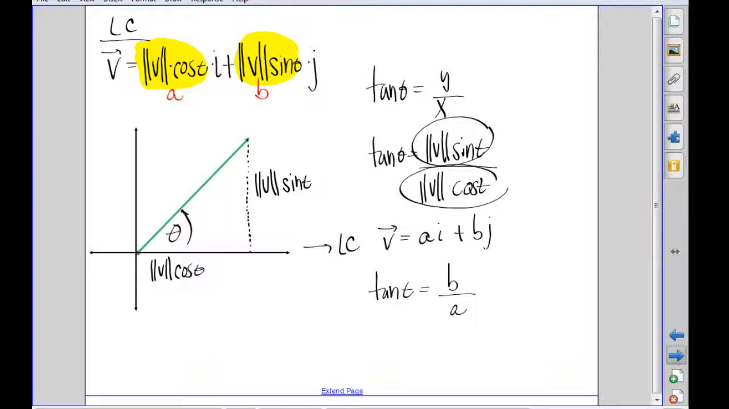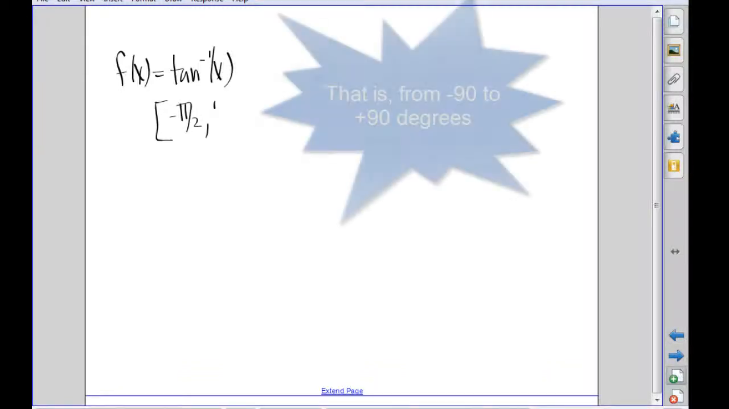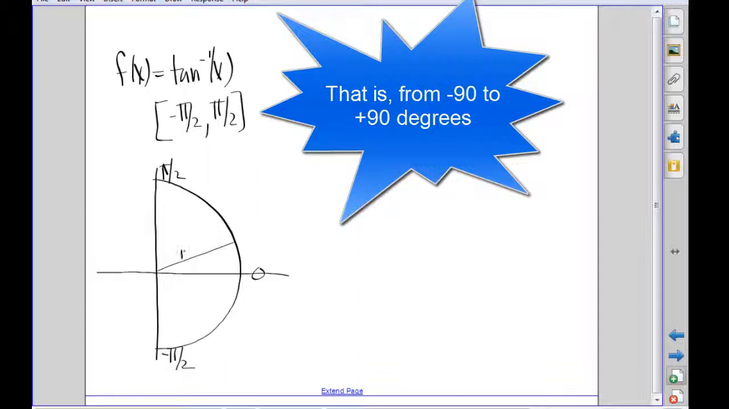So in order to actually find the direction angle, we would use the inverse tangent of b over a, and that'll give us theta. So quick reminder, the inverse tangent of x is defined on the domain negative pi over 2 to positive pi over 2, or unit circle-wise from negative pi over 2 to positive pi over 2. So we've got 0 here, we've got pi over 6, pi over 4, pi over 3, pi over 2, negative pi over 6, negative pi over 4, negative pi over 3.